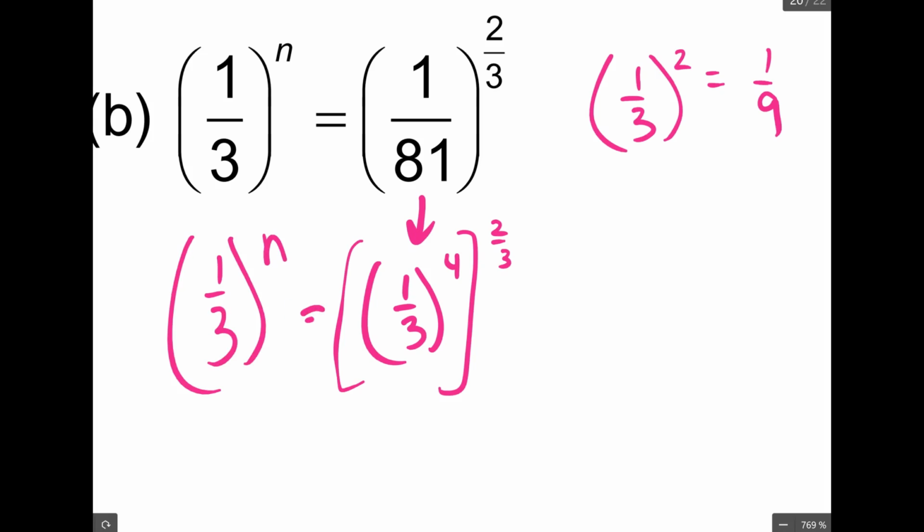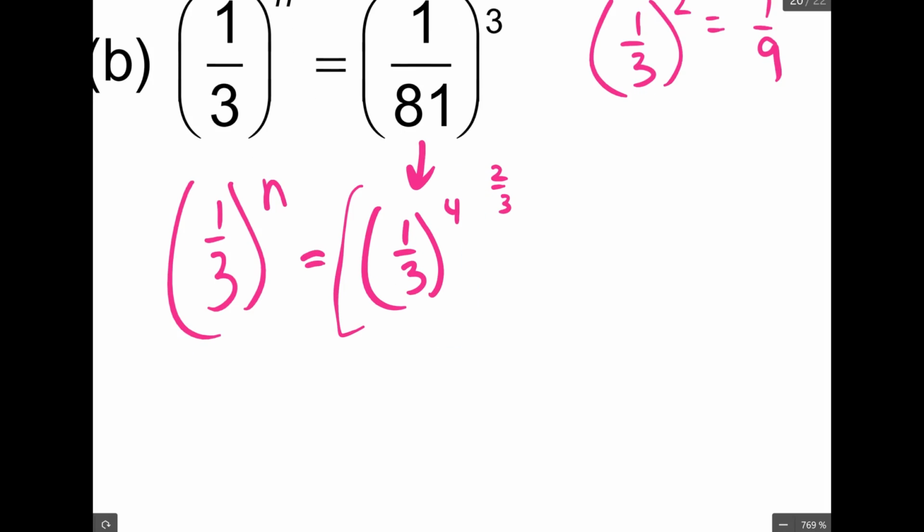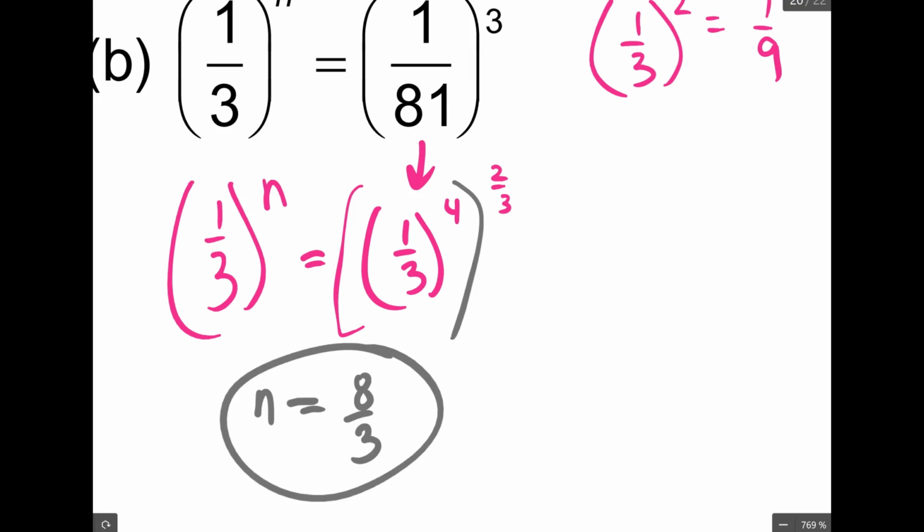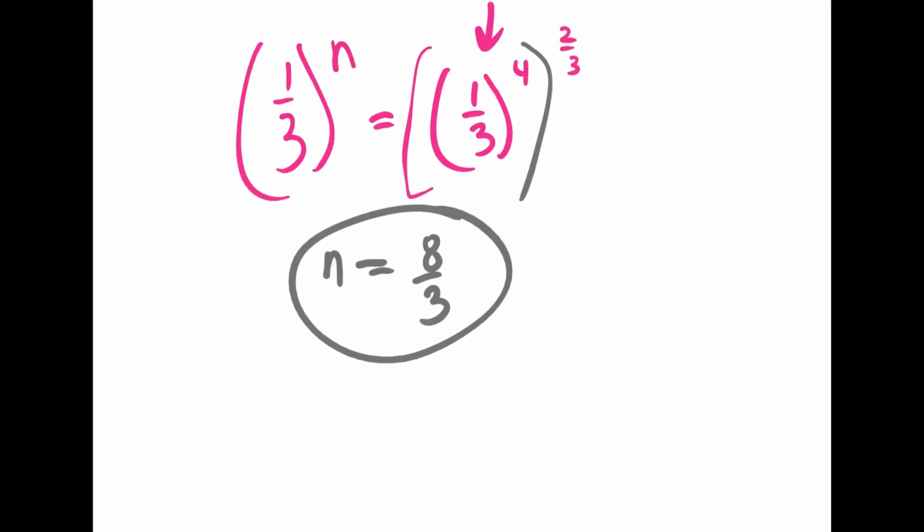Okay, an exponent to an exponent, right? So right here, I have to multiply them. I have an exponent to an exponent, so I'll go ahead and multiply. I have n is equal to 8 over 3. I'm matching up the exponents since the bases are the same.